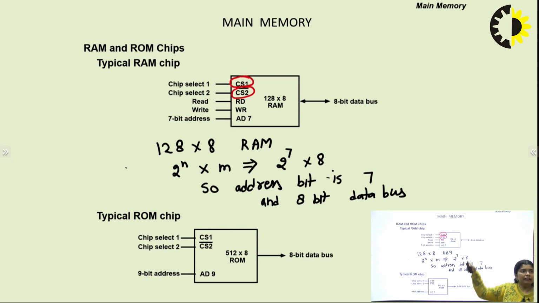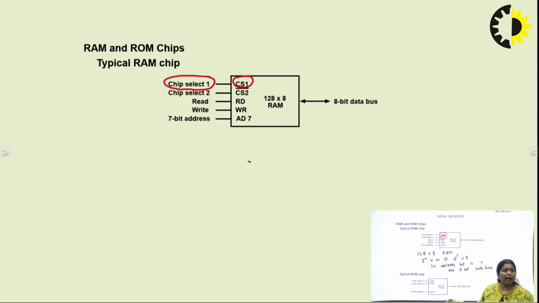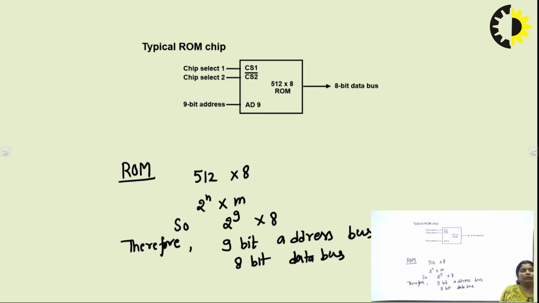So for the ROM, AD7 is 2 to the power 9, and it is 512 cross 8. This 512 cross 8 we can again write as 2 to the power n into m. This significance is applicable in any type of memory, maybe virtual memory or auxiliary memory. We signify this 2 to the power n into m so that we can calculate how many address bits and how many data bits are required.